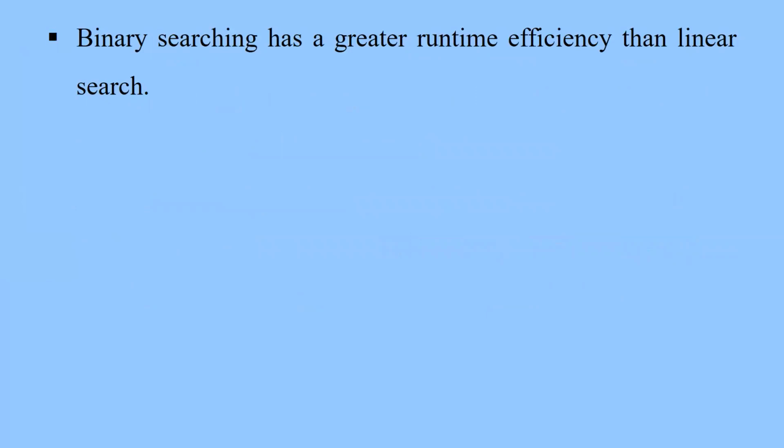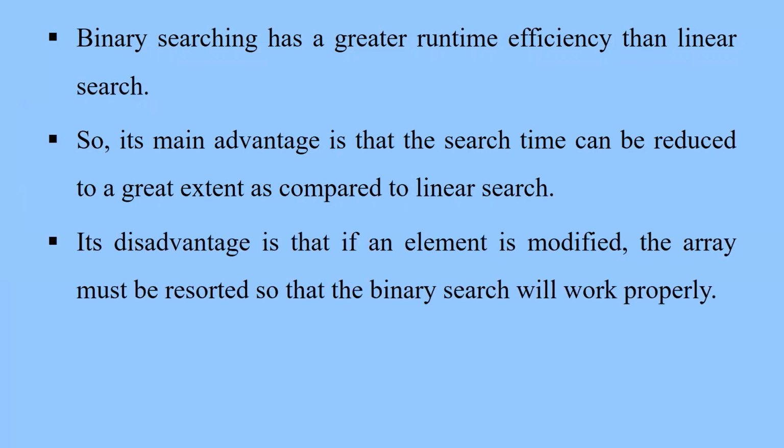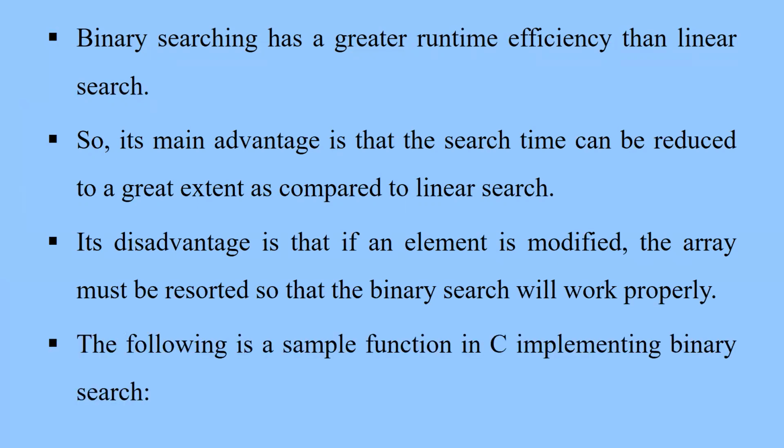Binary searching has a greater runtime efficiency than linear search. So its main advantage is that the search time can be reduced to a great extent as compared with linear search. Its disadvantage is that if an element is modified, the array must be sorted again so that the binary search will work properly. The following is a sample function in C implementing binary search.